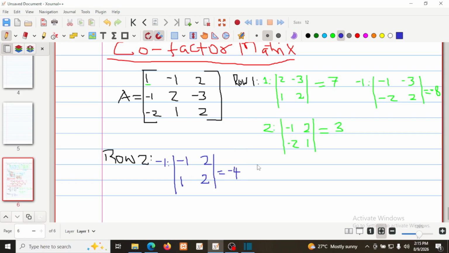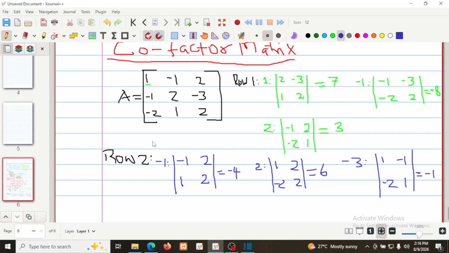Okay. Then we have element 2. If we block its row and its column, we have 1, 2, negative 2, 2, like this. So this will give us 2 minus negative 4, this will be 6. Okay, that is 6. Then we have the last element, negative 3. It will give us what? Block this and this, we have 1, negative 1, negative 2, 1. So this will give us 1 times 1, 1, minus 2, negative 1.